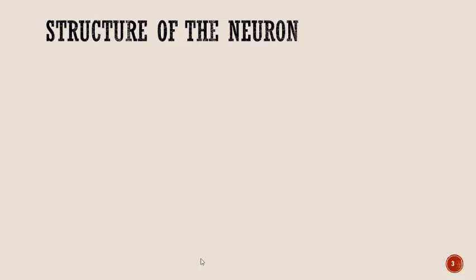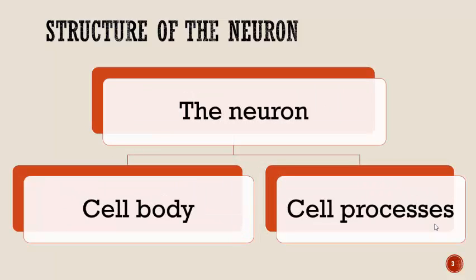The structure of the neuron or the structure of the nerve cell: we can divide the nerve cell into two parts. First part is the cell body and second part is the cell processes. So the neuron is divided into two parts, cell body and the cell processes. We are going now to know what is the cell body.